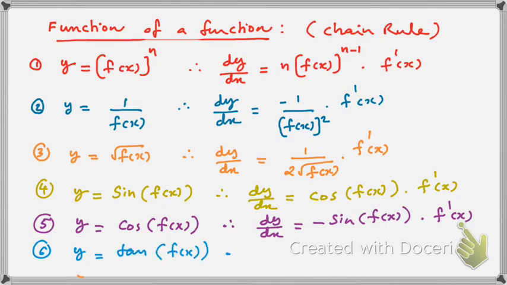Y is equal to tan of f of x. What's the derivative of tan of x? Tan x is secant square x. So what would be tan of f of x? Secant square of f of x into f dash of x.